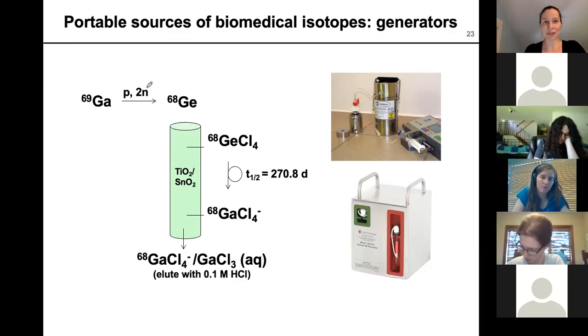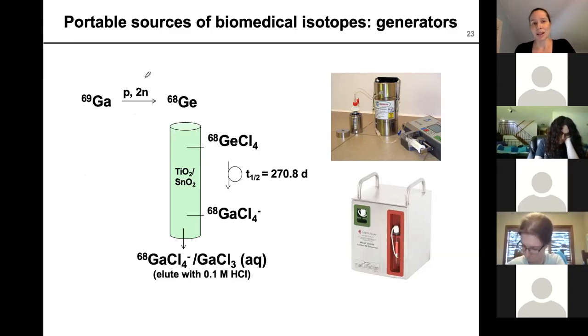For that, we need the parent isotope, germanium-68, that's generated in a P2N reaction from stable gallium-69. The germanium, under really acidic conditions, generates this tetrachloride species that can be immobilized on a titanium or tin oxide ion exchange column. The binding affinity here is quite high.